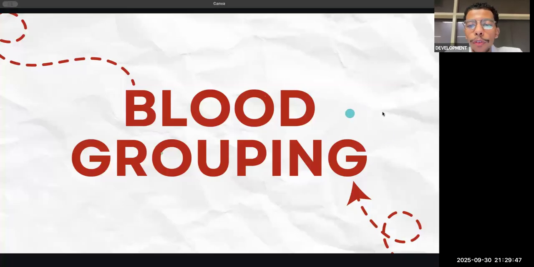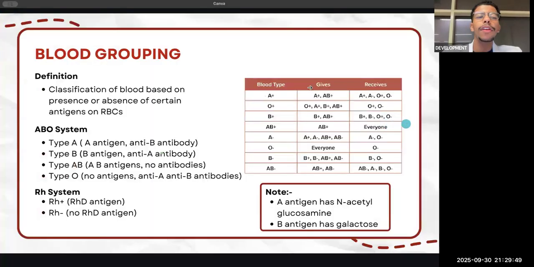Okay, so blood grouping. First, you have to understand what blood grouping is. It's basically classifying different blood types based on antigens that are found on the red blood cells. Now, antigens are like proteins that identify a cell. So they are what identify this RBC as type A, type B, or type O.